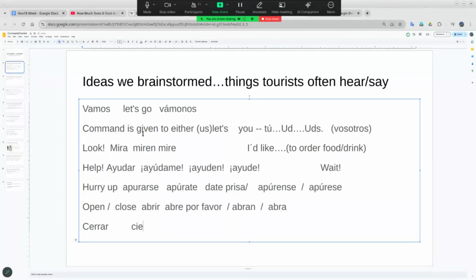Cerrar. The tú form would be cierras, right? So, cierra. Cierra, close. Cierra la ventana, por favor. Cierra. Okay, let's take a look at what would happen with you guys. Cierren. Sí, cierren. For one person, usted, cierre. Cierre, sí, cierre. Okay. Bien.